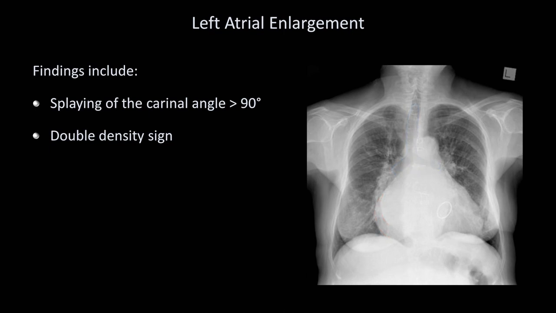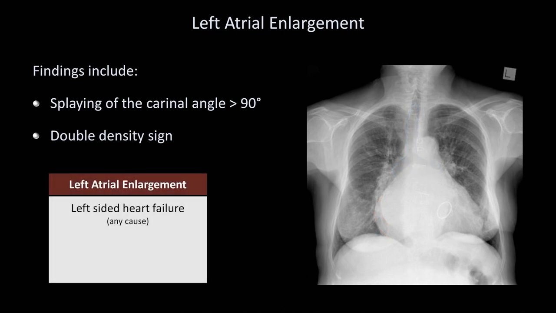Etiologies of left atrial enlargement include any cause of left-sided heart failure. Also included is mitral valve disease, such as mitral stenosis, mitral regurgitation, or mitral valve prolapse. For this particular X-ray, there is a clue as to why this patient has a large left atrium. While the overall size of the heart is enlarged, suggesting the presence of heart failure, assuming this is a PA film, there's another important finding.